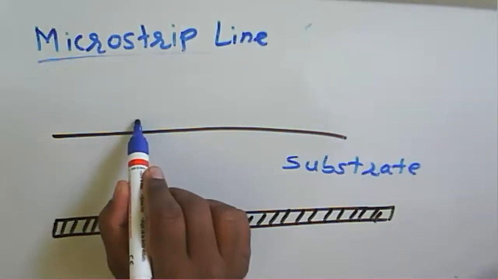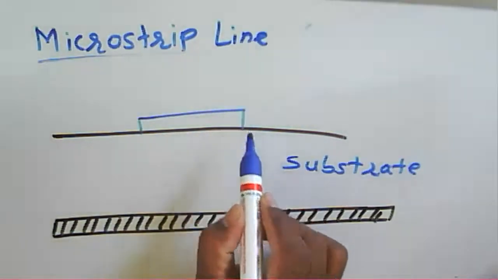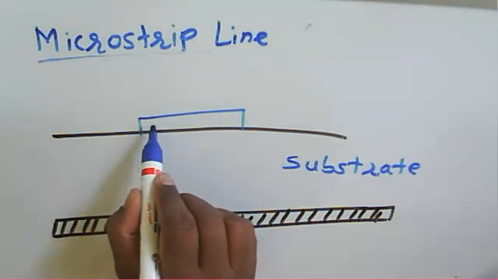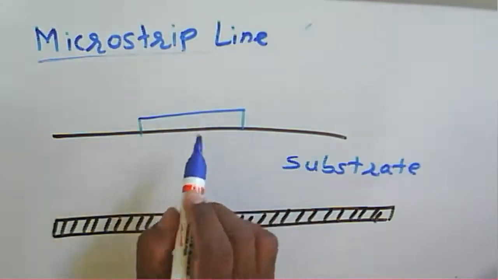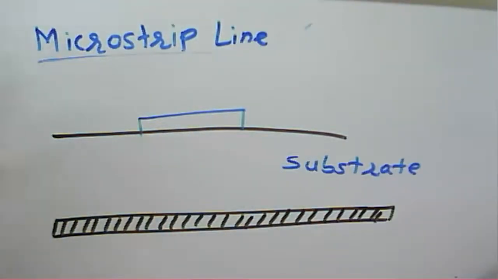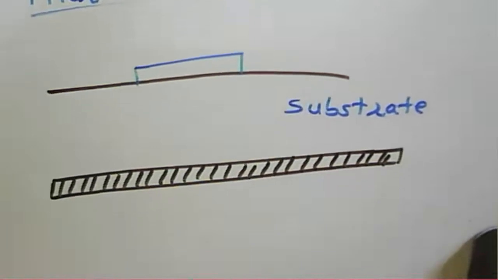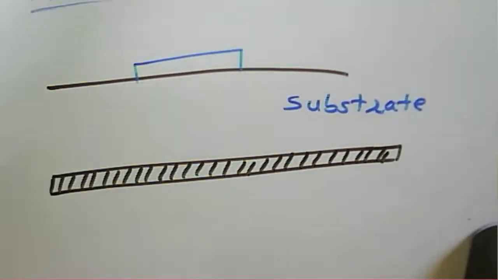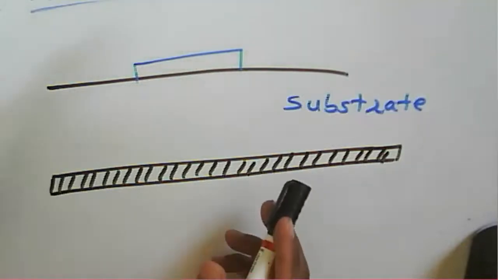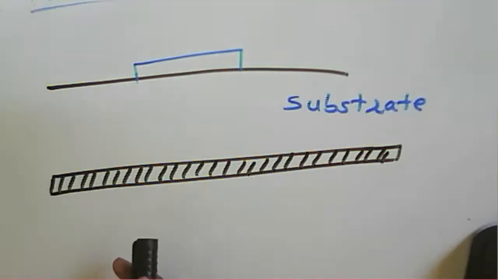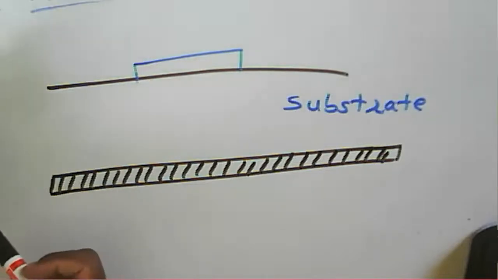And on the substrate here, there will be a small strip, and that strip has some height as well as some width here. Now, how is the field distributed here? Field distribution means how the electric field component and magnetic field component look for the given microstrip line. This is the electric field vector, or we can say a magnetic field here.